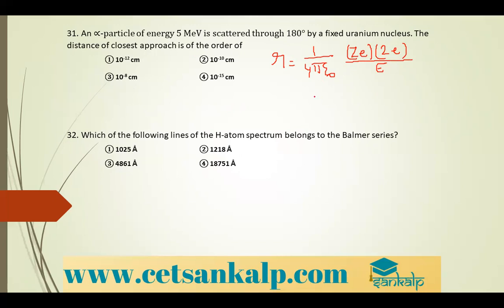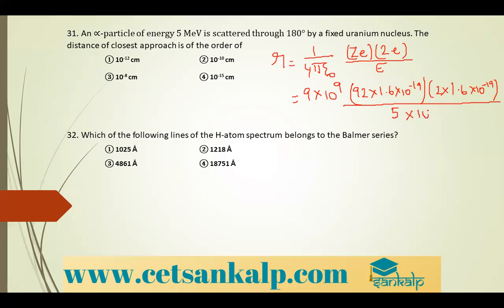It is already given, so substitute and go ahead. 9 into 10 to the power 9. Z is 92 into 1.6 into 10 to the power minus 19, 2 into 1.6 into 10 to the power minus 19, whole divided by 5 into 10 to the power 6 into 1.6 into 10 to the power minus 19. Some of this cancels. Now simplify further and find R. The atomic number of uranium is 92. The number of protons in an alpha particle is 2. Now simplify the formula, find it out, and check.